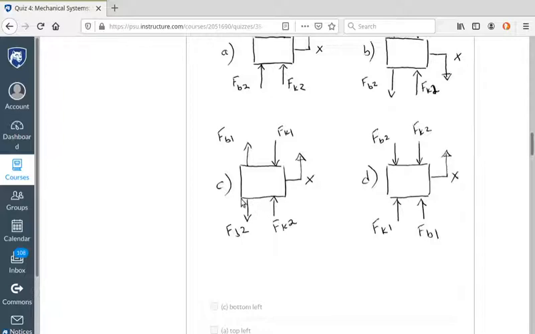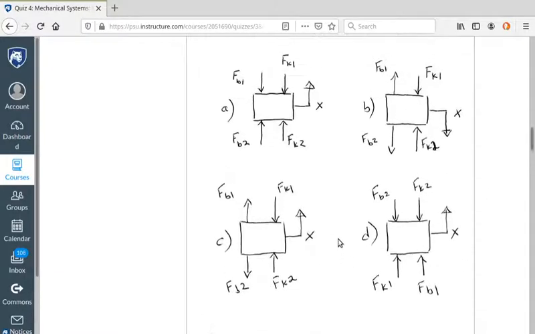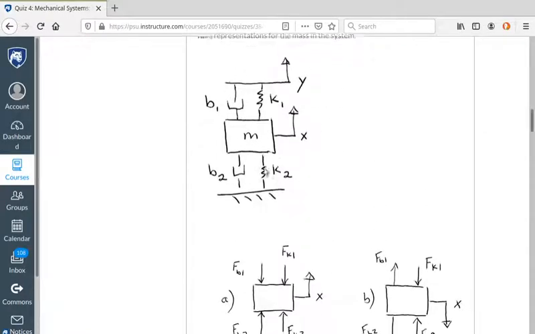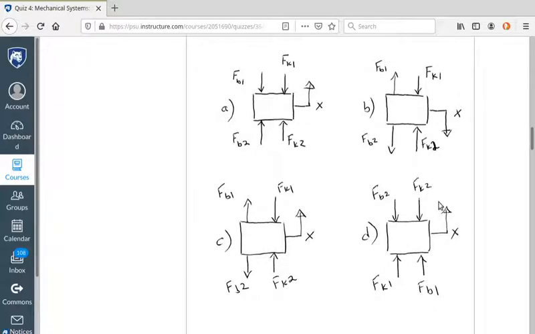When I look over here at D, the coordinate system is fine. That's good. But if I look carefully, I have reversed, oh dear, the 1s and the 2s. So that's not going to go well, because the B1 and the K1 were on top, and the 2s are on the bottom, so that's no good. So A and C are okay.